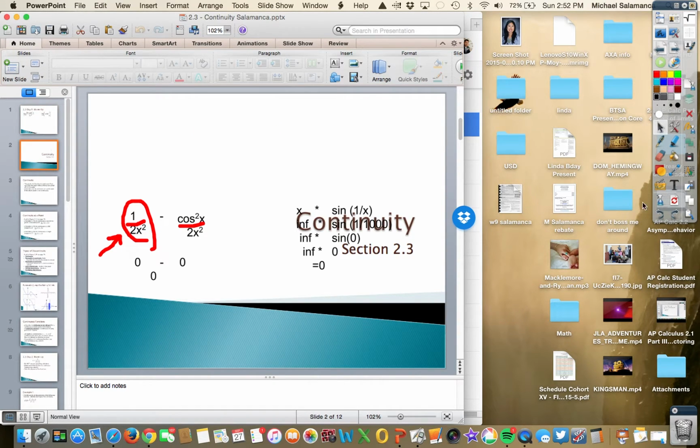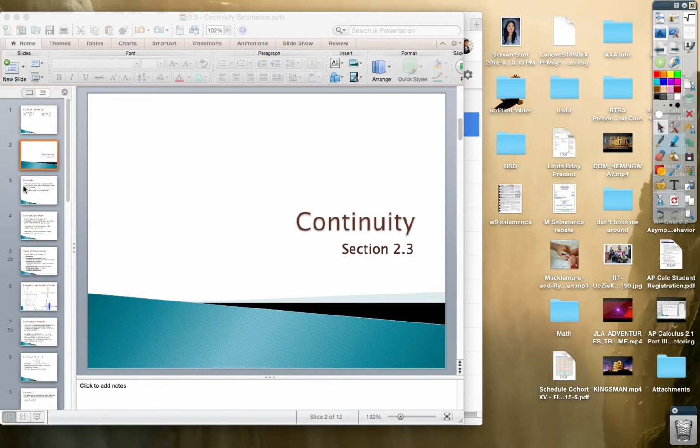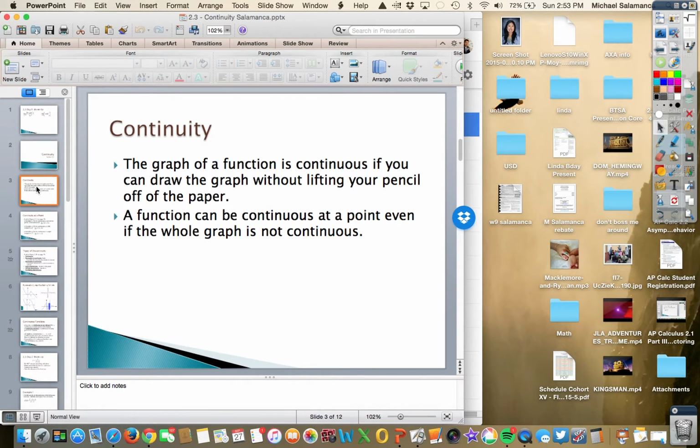So in this video, we are going to be working on continuity. You already know what continuous is. Continuous means goes on forever and ever or doesn't have any breaks. So the definition is the graph of a function is continuous if you can draw the graph without lifting your pencil off of the paper. So that's how we see it visually. A function can be continuous at a point even if the whole graph is not continuous. So then we can start looking at continuity in terms of intervals or areas.